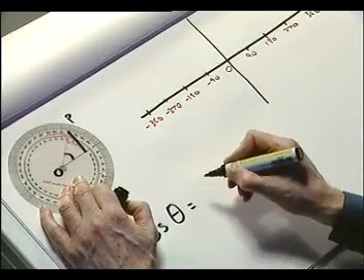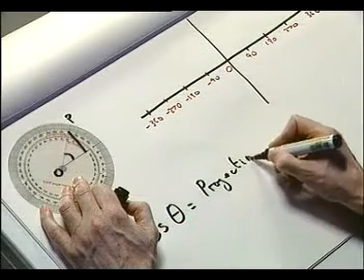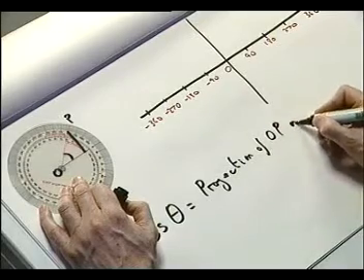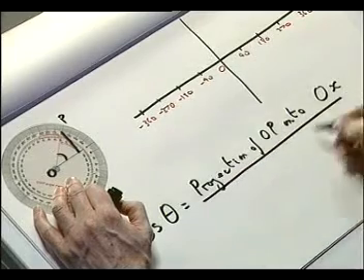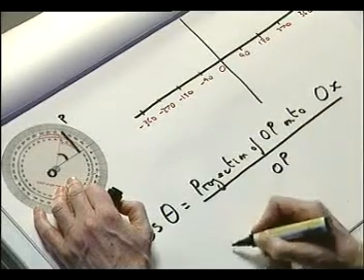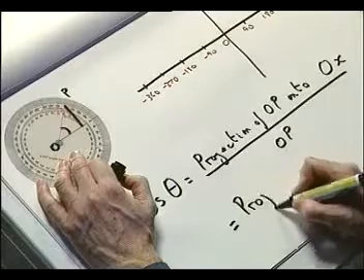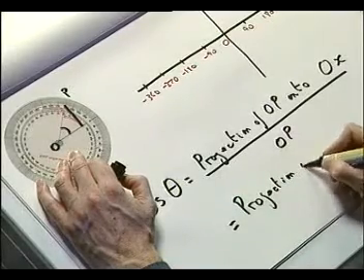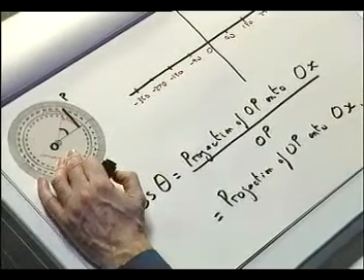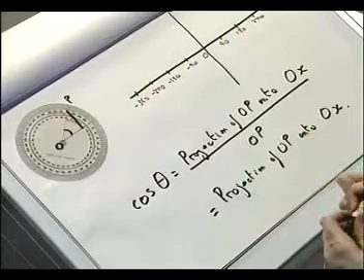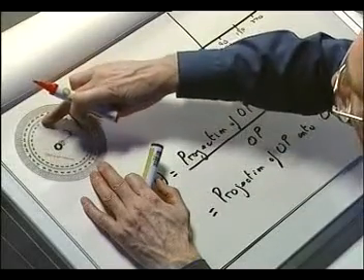So cos of the angle is the projection of OP onto OX, the x-axis, divided by OP. This is a unit circle, so OP is 1, so cos theta is the projection of OP onto OX. And now we need to look at that and see how that grows and varies as we rotate around.